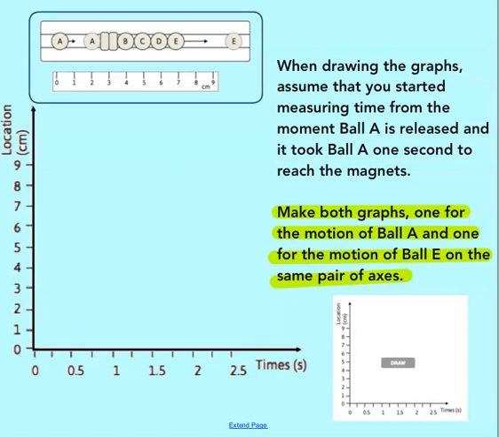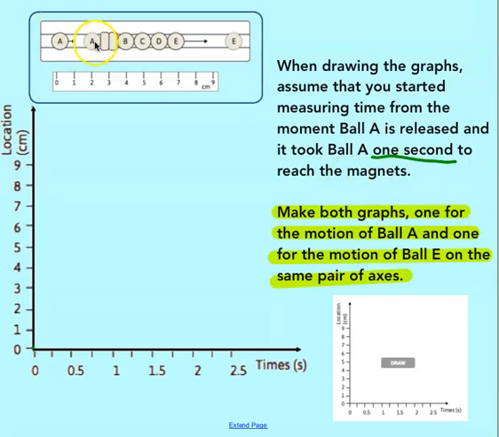So let's look at ball A. Ball A is released, and it took 1 second to reach the magnet. So ball A, again, if I look right here, you can see that it starts out at 0. So ball A is going to start out at 0, 0. We've got time, and we've got location. So it takes 1 second. Again, according to this, it takes 1 second to reach the magnets.